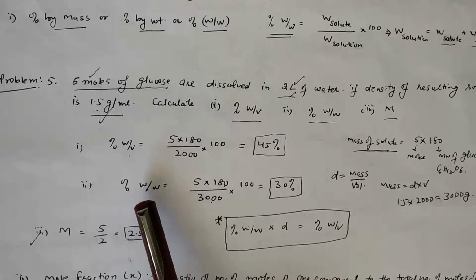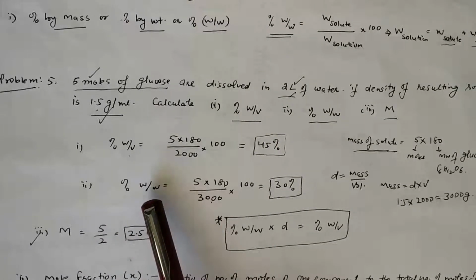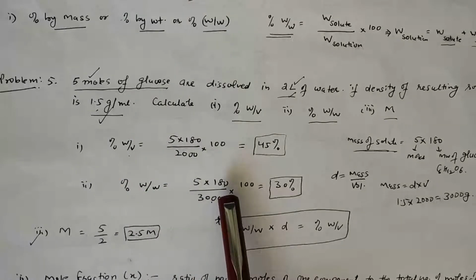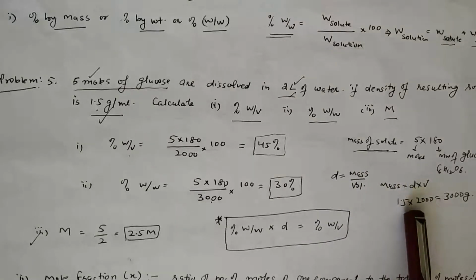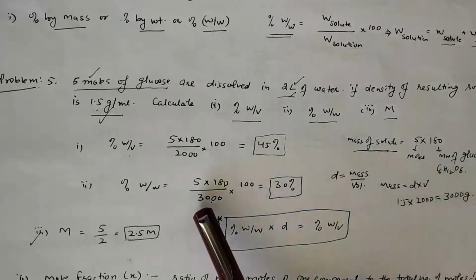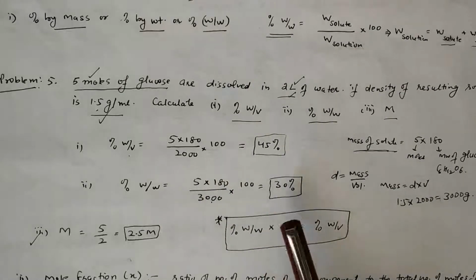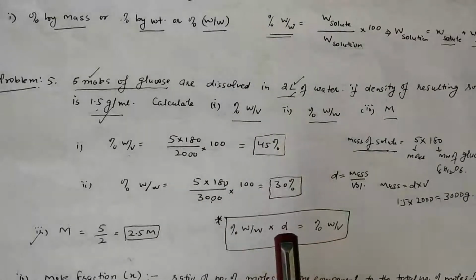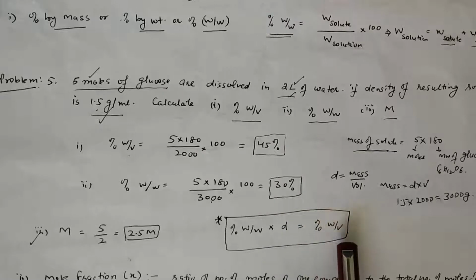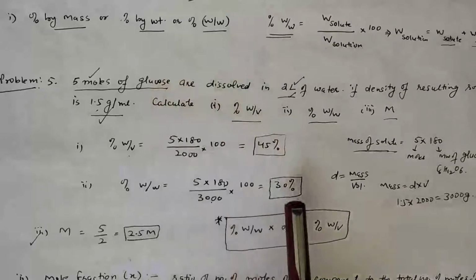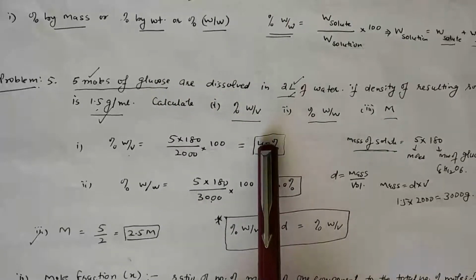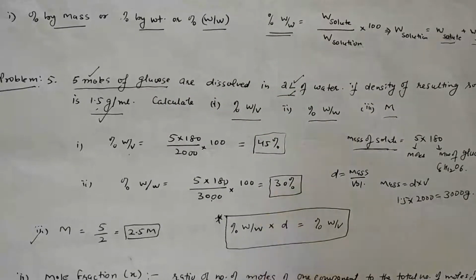Weight by weight means we have to take the weight of solute as well as weight of solution. Now weight of solute is again the same, 5 into 180. Weight of solution is calculated from density. So mass of solution is 1.5 into 2000, which comes out to be 3000 gram, into 100, is 30%. There is a direct relation between percent weight by weight and weight by volume. Percent weight by weight into density equals percent weight by volume. Density here is 1.5, so 30 multiplied by 1.5 comes out to be 45. So you can use this relation also.